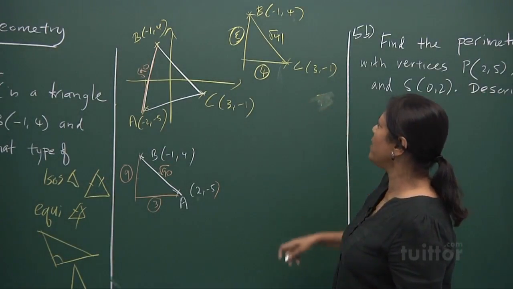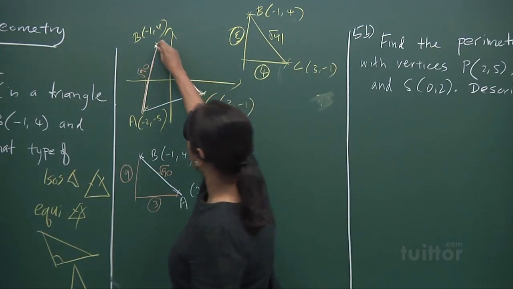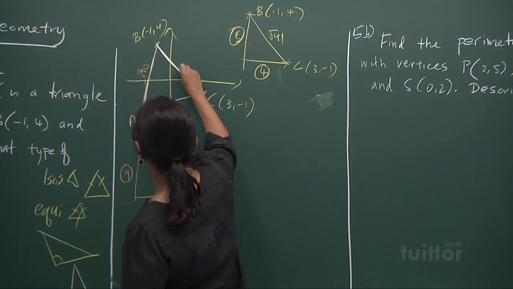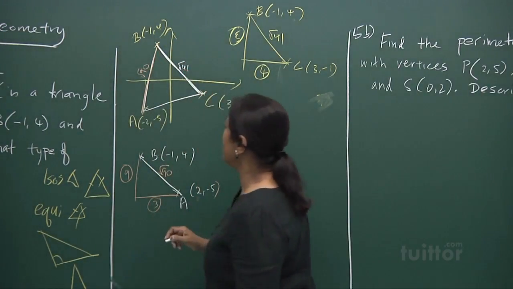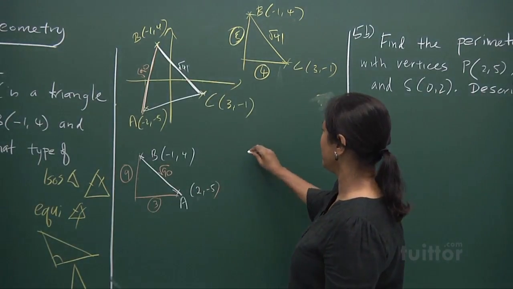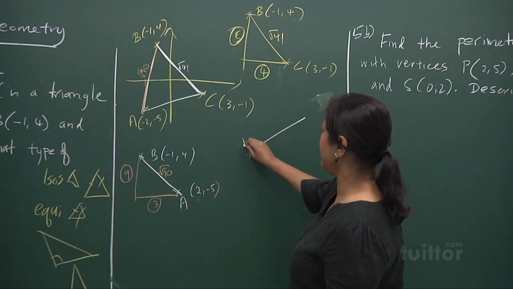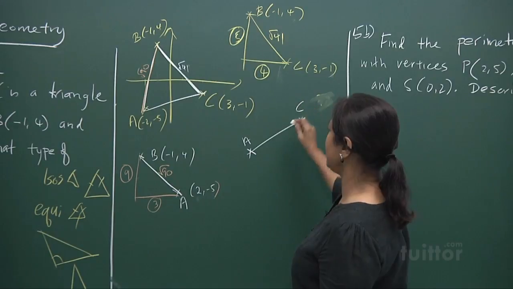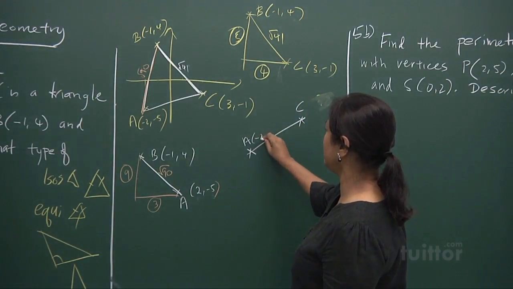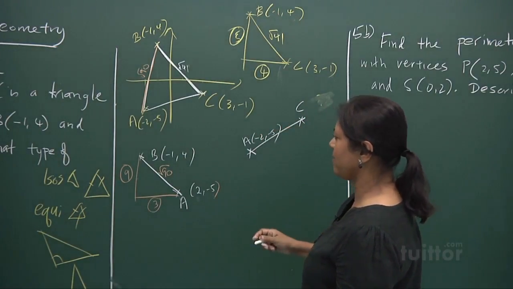Yep. Now, this length, let me just write it out here: the square root of 41. Now we look at AC. A and C. A is minus 2 and minus 5.